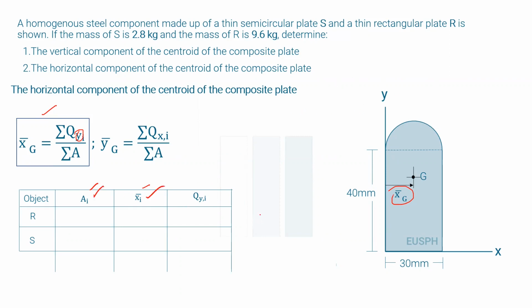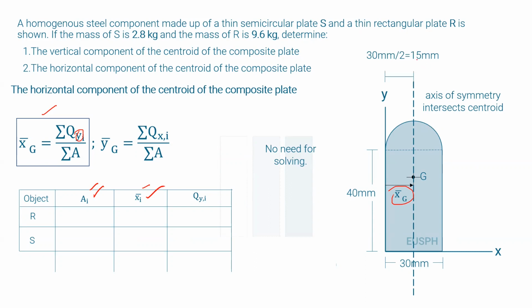Tapos yung Q, okay? Kaya lang ako masyadong excited, kasi sa part na to, wala tayong kailangan i-solve. Bakit? Kasi meron tayong existing axis of symmetry. Ayan, pakita ko in naka-dashed line. So, you have to remember that the axis of symmetry intersects the centroid. Okay? So, nasaan ba yung axis of symmetry? Yun, gitna ng ating shape, which is just 30 millimeter divided by 2, which is 15 mm. So, hence we say, because of symmetry, we say that x bar G is equal to 15 millimeter. And that ends our problem.